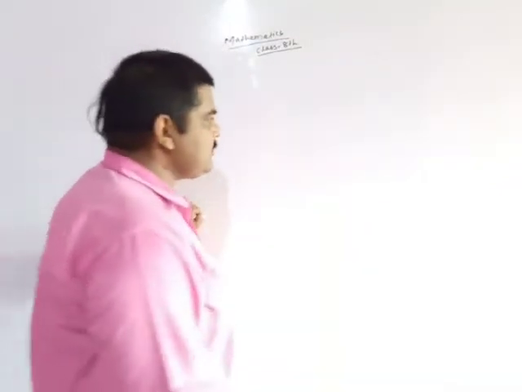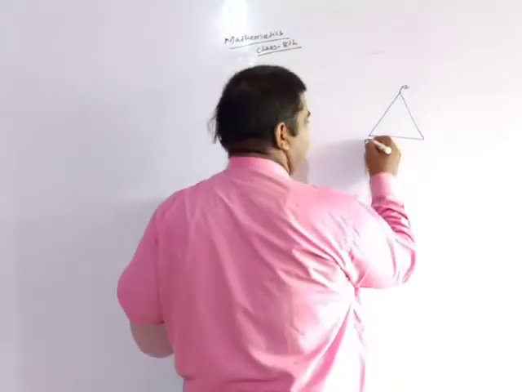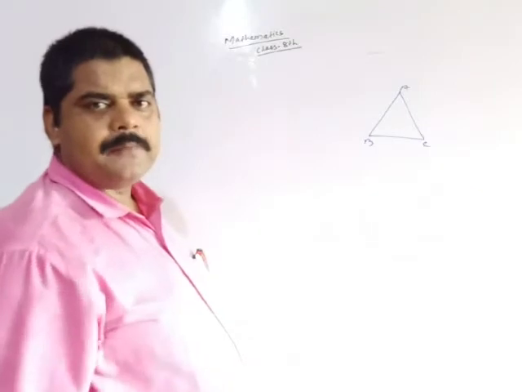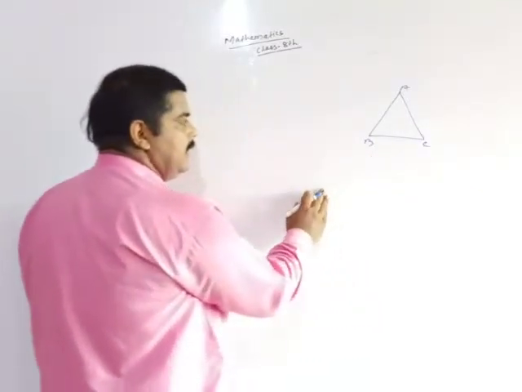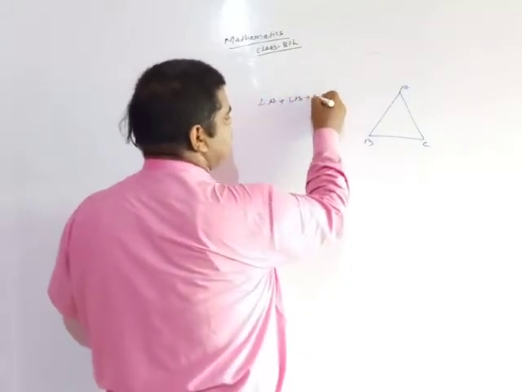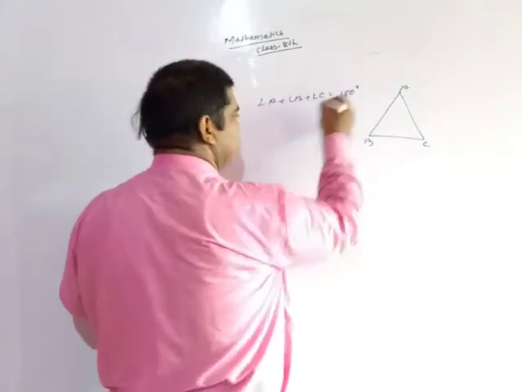My dear students, as you know that this is a triangle and sum of all angles of a triangle is equal to 180 degree. And here you can just write that angle A plus angle B plus angle C is equal to 180 degree.